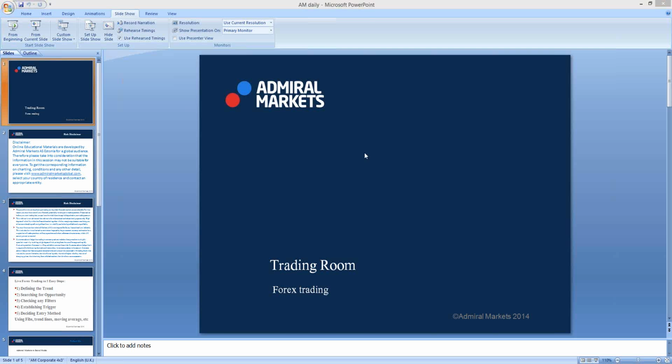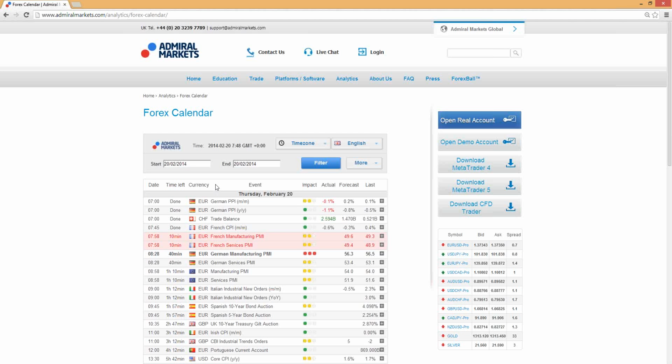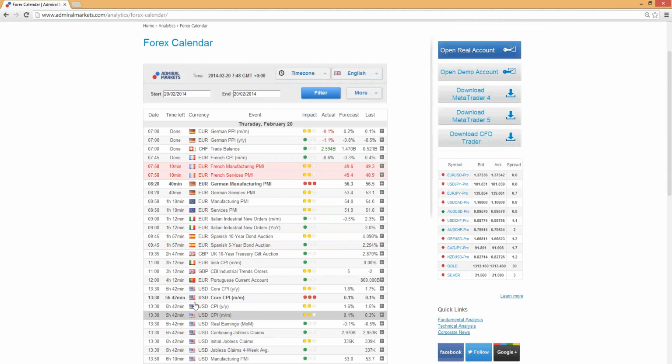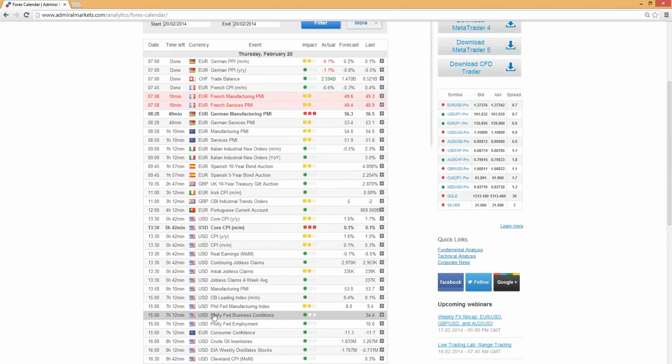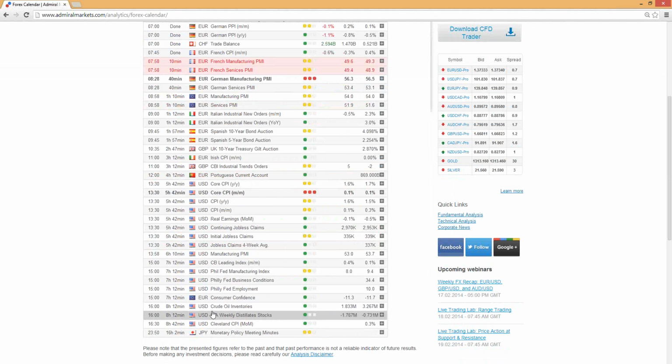And let's take a look at the calendar. We got German manufacturing PMI, French manufacturing PMI in 10 and 40 minutes. So those will definitely impact the euro. Let's see if they're upbeat or down. The euro is going to move accordingly a bit, at least. Then the technicals will kick in again. So let's take a look at those. USD core CPI and a lot of other USD news following suit in the New York session.